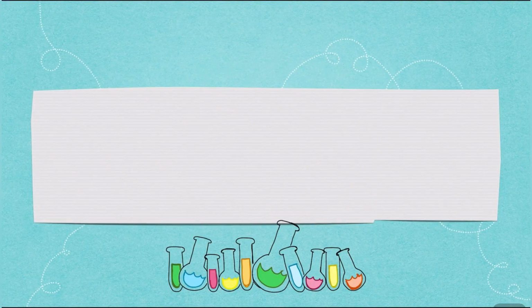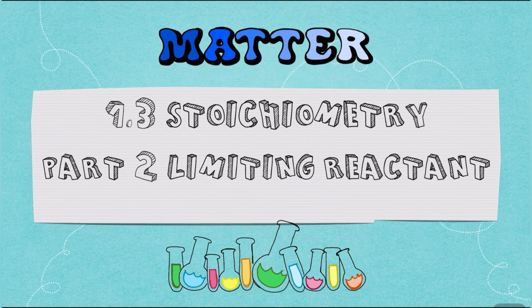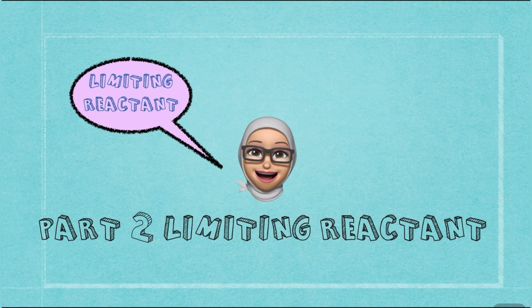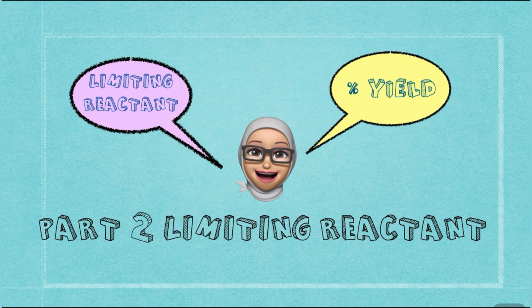Hi everyone, so this is the last subtopic for Chapter 1, Method 1.3, Stoichiometry Part 2: Limiting Reactant. In this part, you will learn about the limiting reactant and percentage yield. So let's see the concept map.